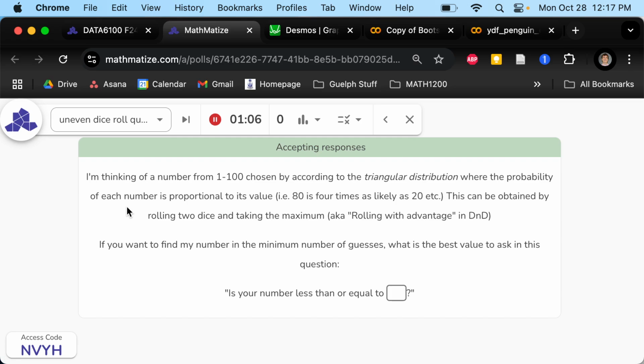But now, same question. Let's make the tree for this guy, and it's no longer as simple as it was before. So I want you to think of what you should put. Is your number less than or equal to blank? And this time I gave you some different options to pick from. So you can click in there and see what the options are. I want you to think about it for a minute. How would you make your tree as optimal as possible?